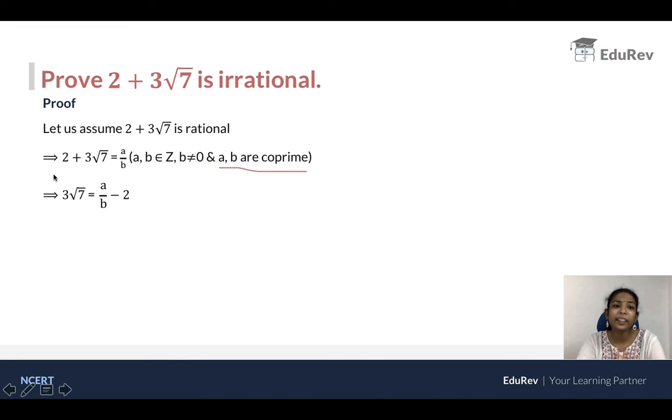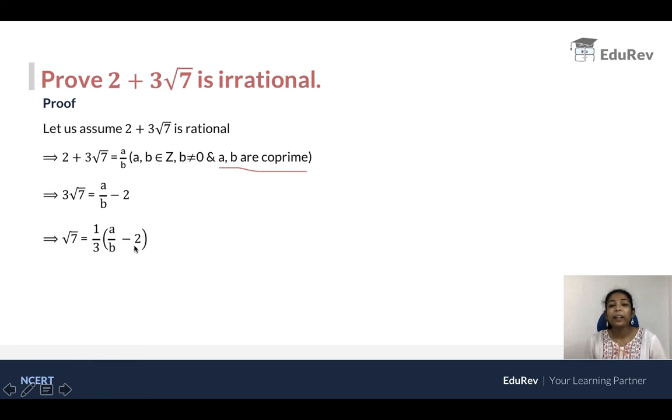Now how can I write 3 root 7? A by b minus 2. This plus 2 I am taking to the other side, so it becomes a by b minus 2. And what is root 7? This 3, here it is multiplying, if it comes to the other side, it will divide. So it's 1 by 3 into a by b minus 2.